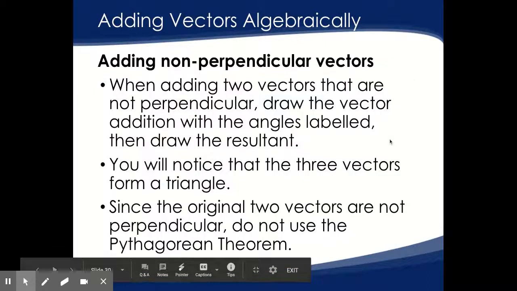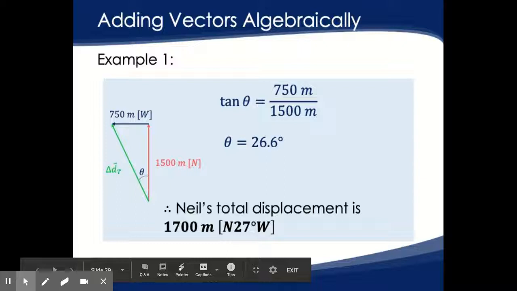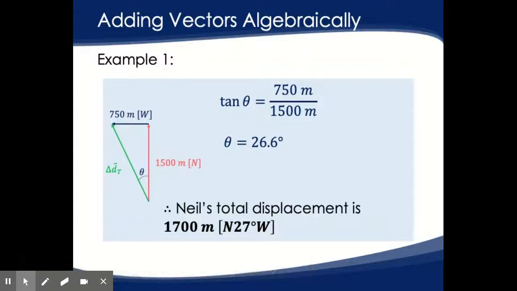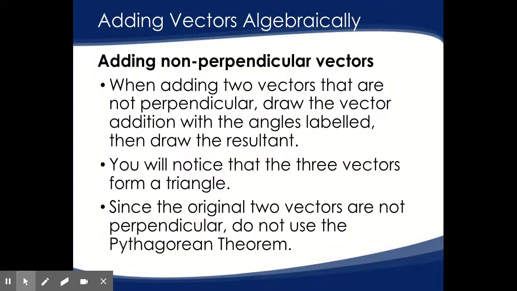All right, so that's how you would solve any of these that are perpendicular. So if they have a 90-degree angle, you can solve them like this. So if we're adding non-perpendicular vectors, we're going to have to use some more calculus.